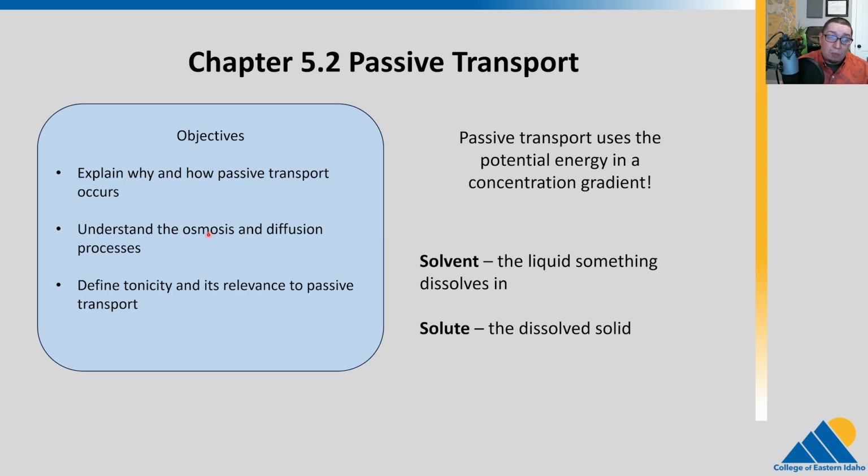We need to talk about a special process called osmosis, in addition to diffusion. Osmosis is a special type of diffusion. And then we'll talk about something that's called tonicity and has to do with the concentration of solutes inside and outside the cell. So let's go back to our basic chemistry concept here.